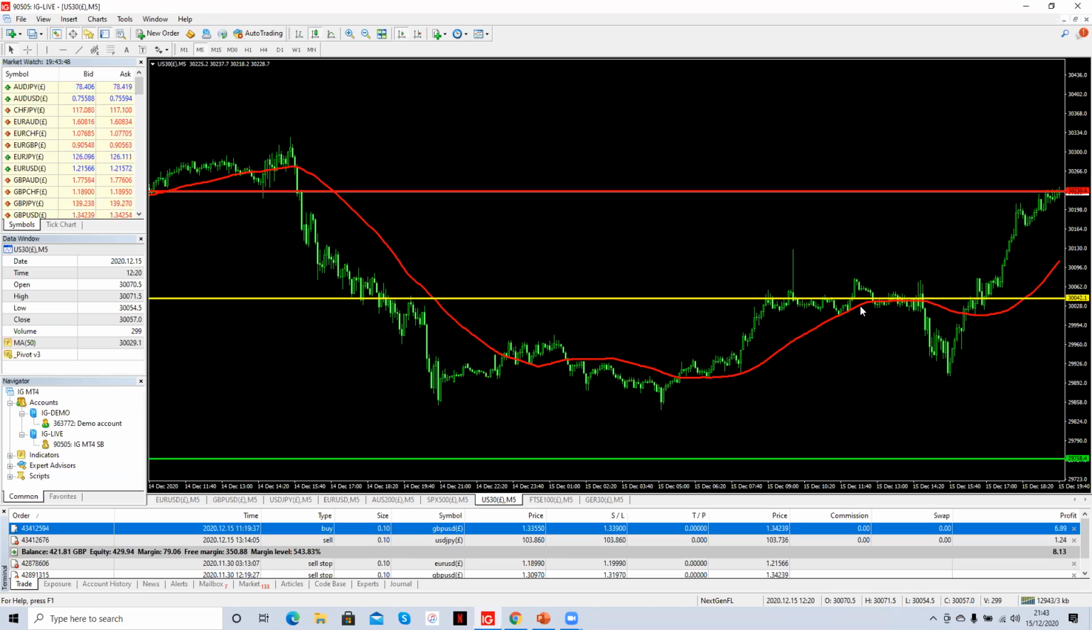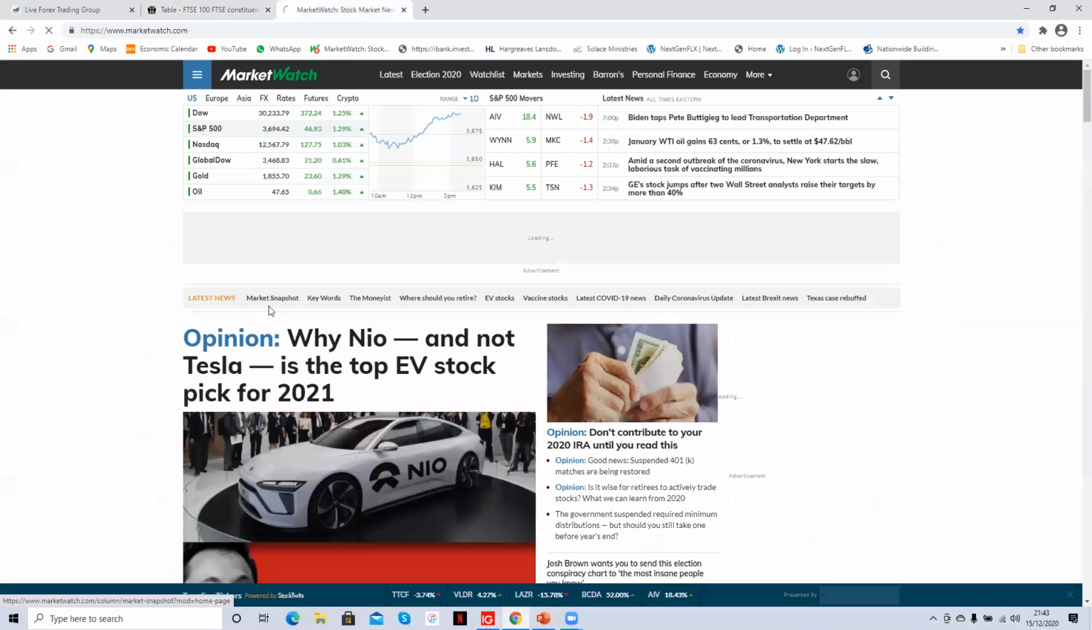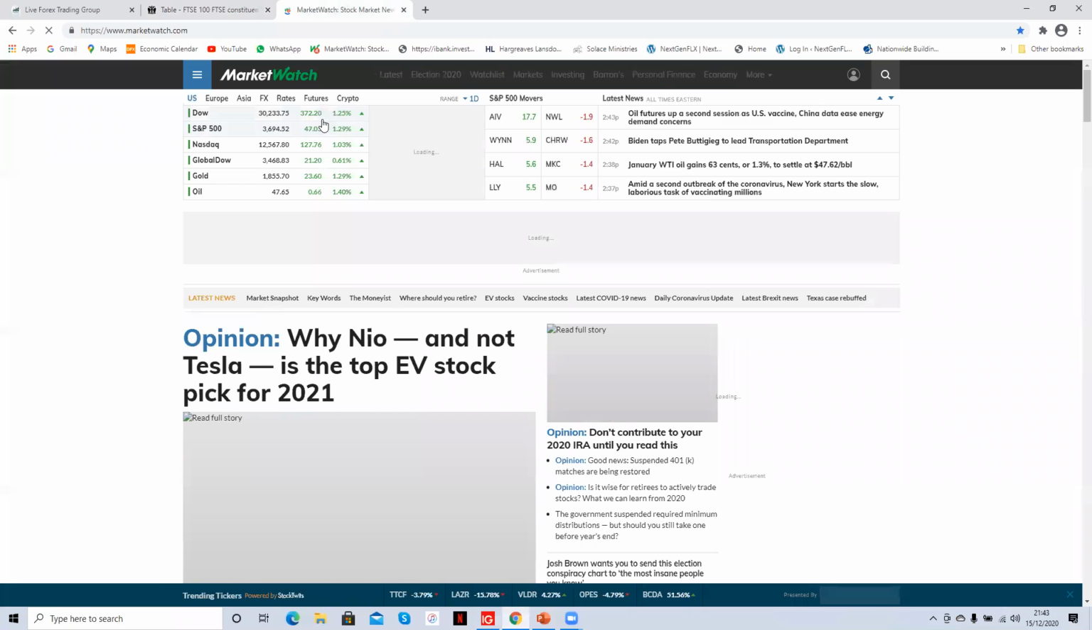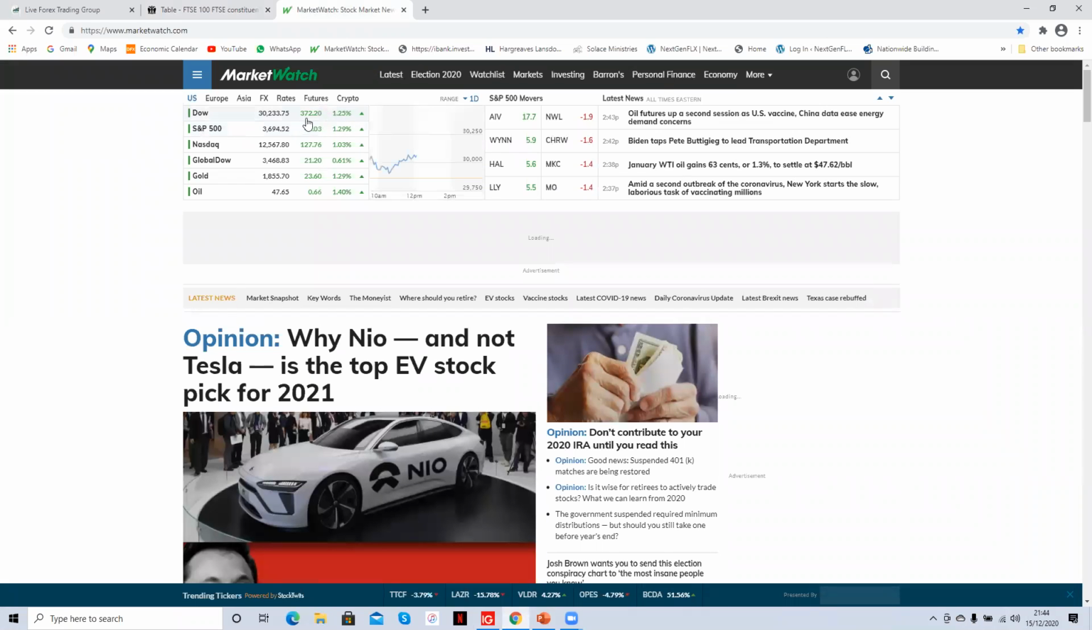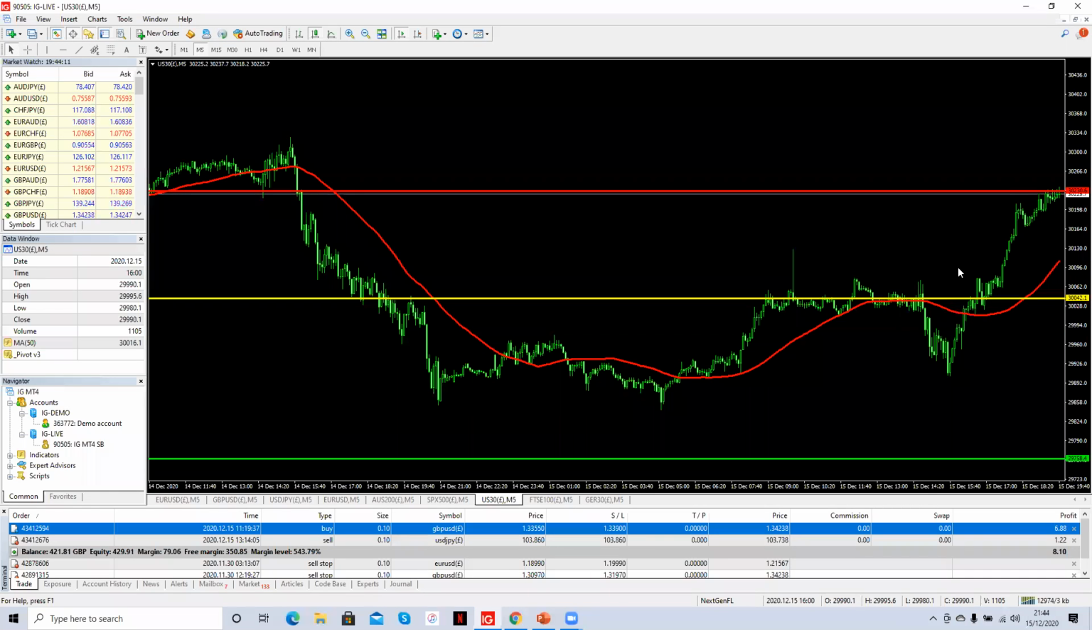It's normal for the market to move 100, 200, 300 pips a day. That's not unusual when it comes to the Dow Jones. And in fact, if you go to Market Watch, you can see that today, the Dow Jones went up 372 points or pips. So yes, Dow Jones can be very lucrative.